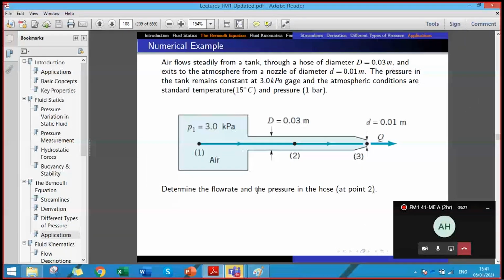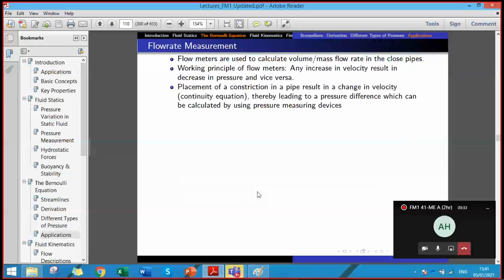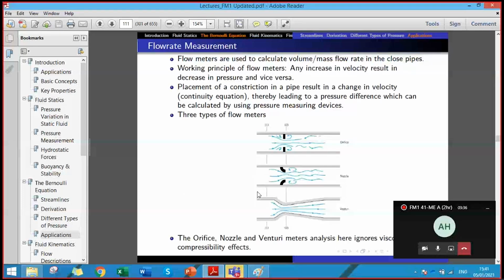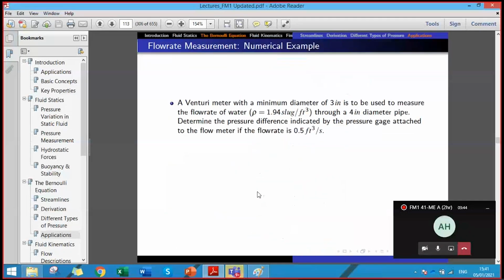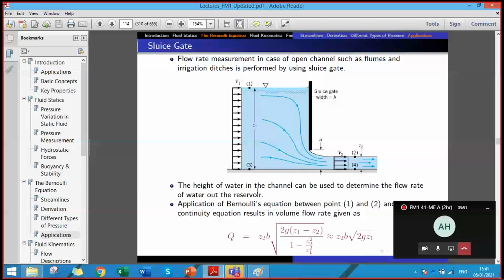Then we also discussed that another application of the Bernoulli equation is flow rate measurement using different types of flow measuring devices like the orifice meter, nozzle meter, and the Venturi meter. We discussed in detail how the flow rate is measured using the Bernoulli equation and the continuity equation. We also discussed flow rate measurement in open channels using the sluice gate, and we reached the result that for a sluice gate the flow rate is measured using this equation, which is basically dependent on the height or the elevation of the opening of the gate times the free fall velocity of the canal due to the difference in elevation.